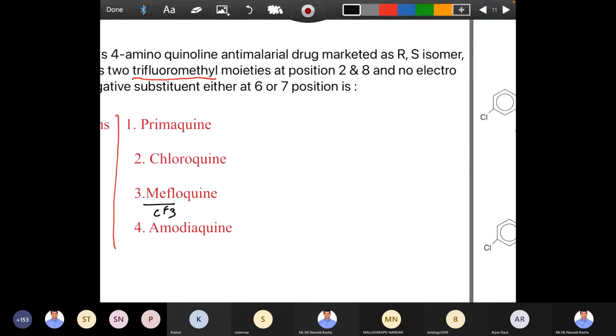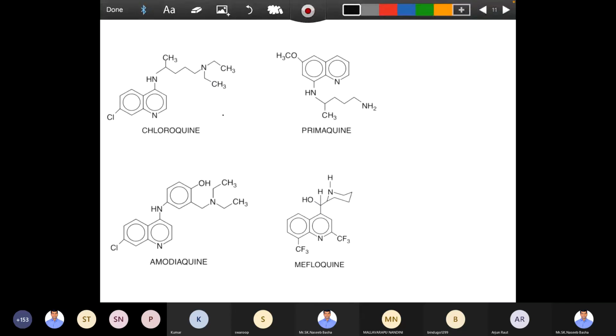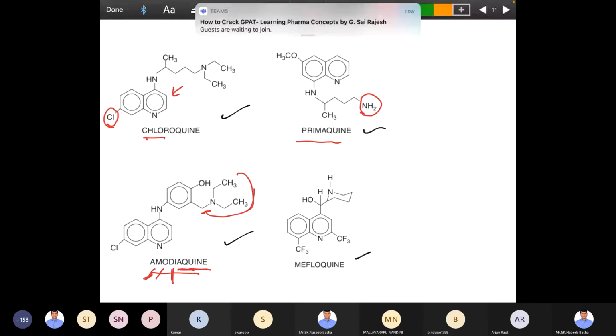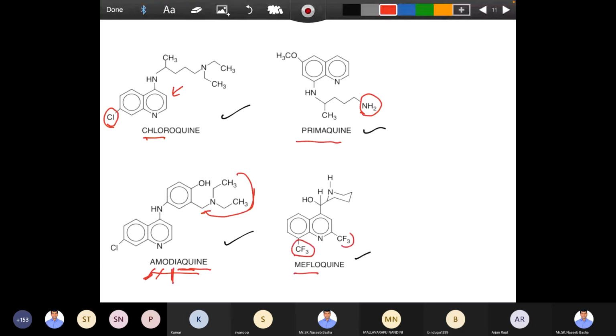For confirmation, look at the drugs. See, chloroquine, primaquine, amodiaquine, mefloquine. This is what was given. As I told you, quine because they have got this quinoline ring. Now, chloro, it has got a chloro moiety. Primaquine, a primary amine is here. Amodiaquine, amino-methyl diethyl groups are there. Amino-methyl diethyl, that is what indicates amodiaquine. Why is mefloquine there? Because of methyl fluoro.